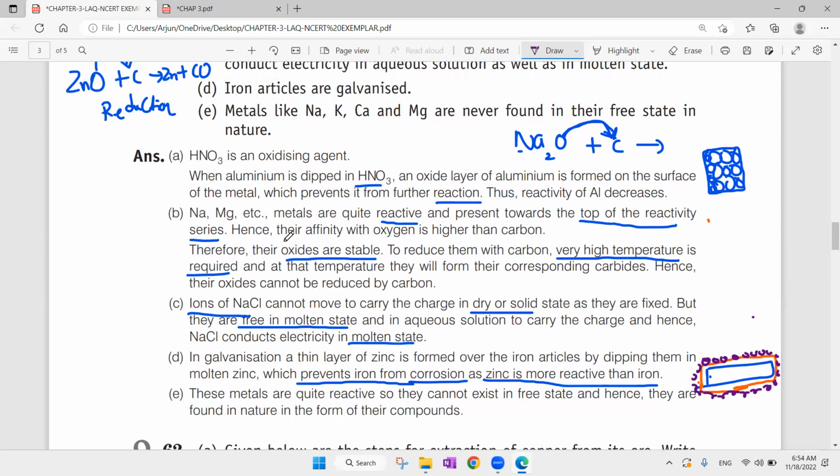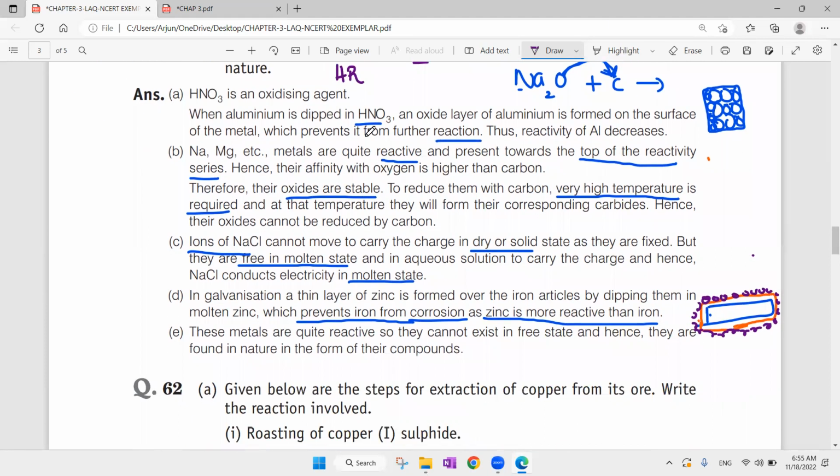Next, the fifth one: metals like sodium, potassium, calcium, magnesium are never found in free state in nature. They are highly reactive metals, so they cannot exist in free state. Hence, they are found in nature only in the form of their compounds. It is not like silver, gold and platinum, where you just extract, remove the dust and use. It is not possible.